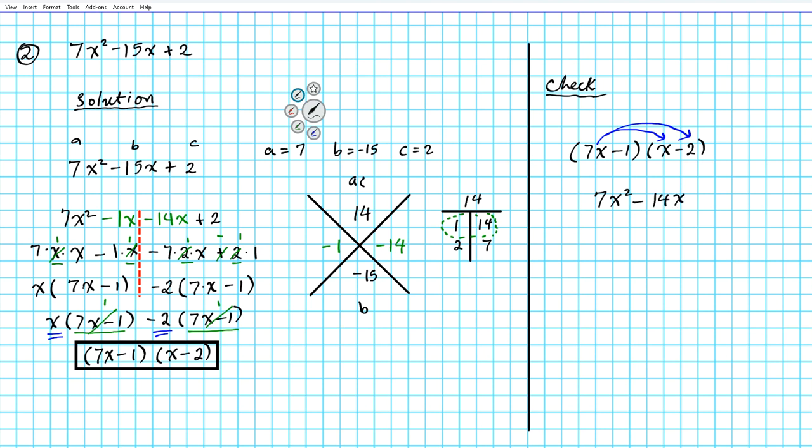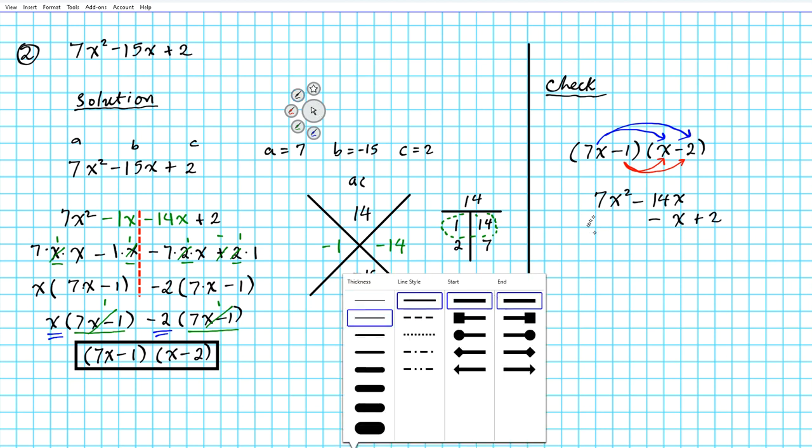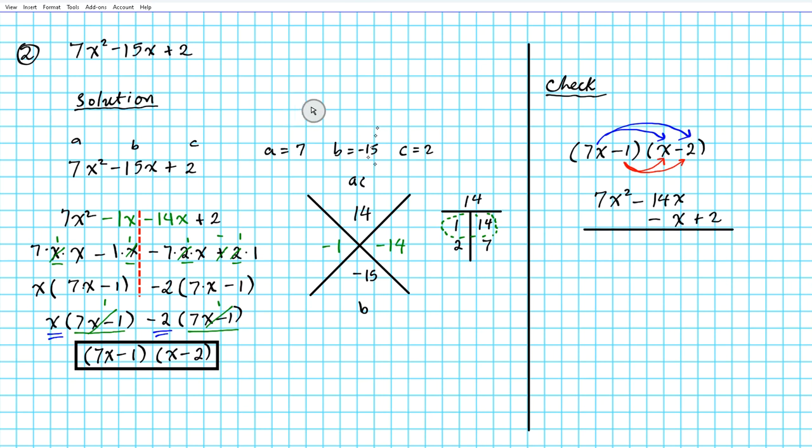So first outer. And then inner last. Double distribution. Bam, bam. Negative 1 times x is negative x. And then negative 1 times negative 2 is positive 2. Okay. So combine that downwards. Just the linear terms that will be combined here. When we do that, we're going to have 7x squared minus 15x plus 2. Does that match with our original question? Certainly does. Our answer is correct.